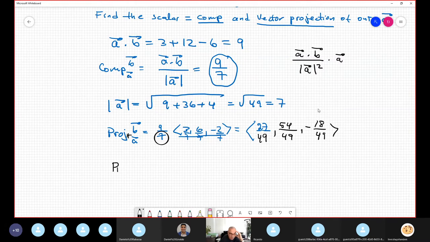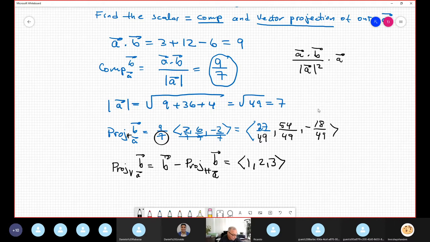The vertical projection is easy. The vertical projection of B onto the direction A: the formula is the vector B minus the horizontal projection vector of B onto the direction A. So the vector B, 1, 2, 3, minus the vector we computed before, the horizontal projection, 27 over 49, comma, 54 over 49, comma, negative 18 over 49.